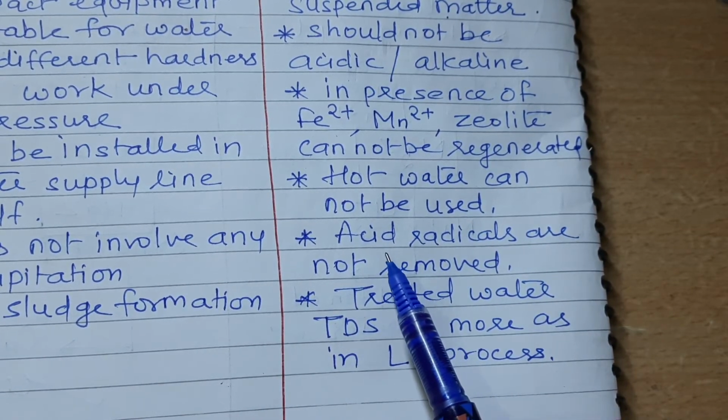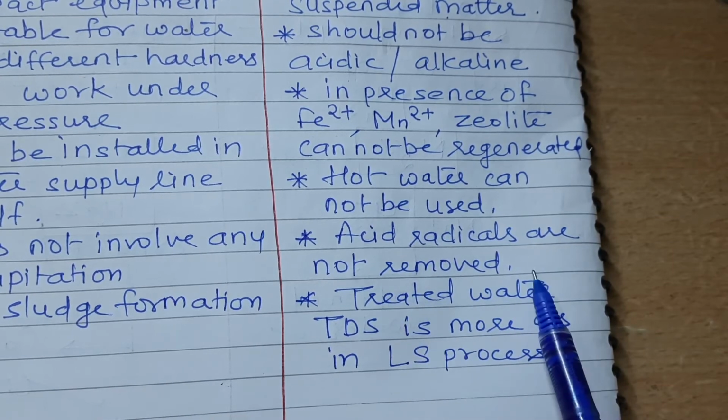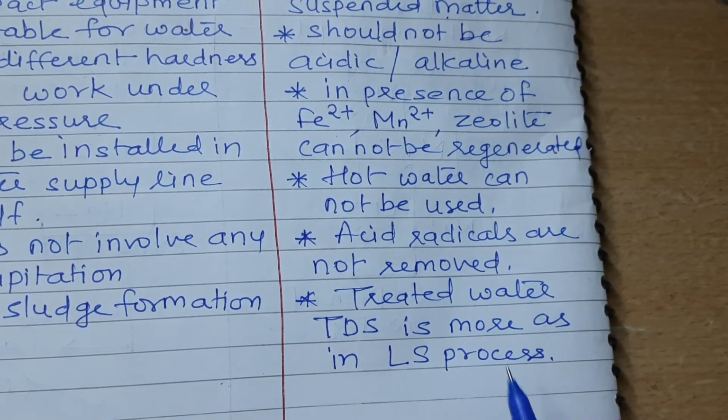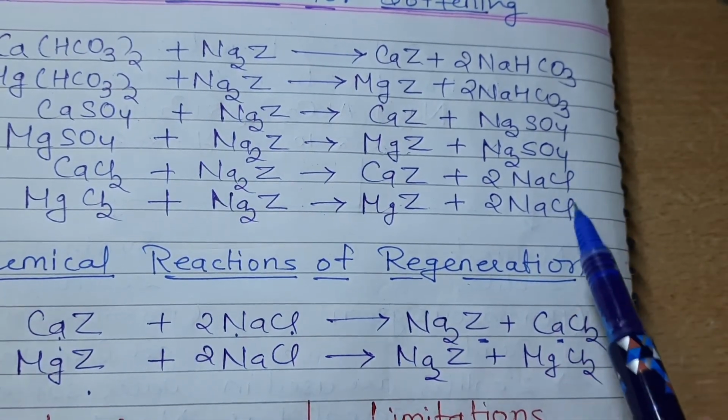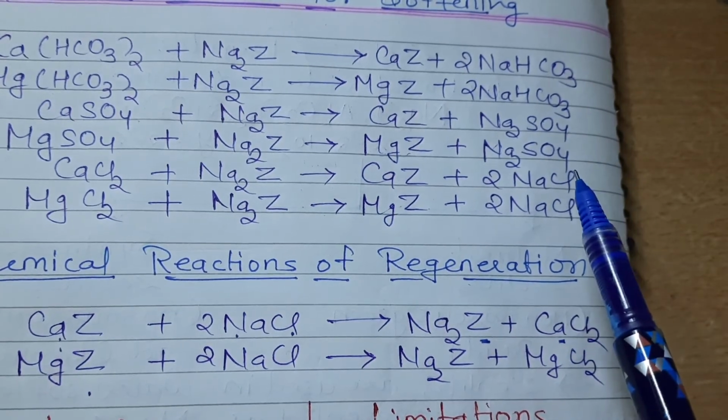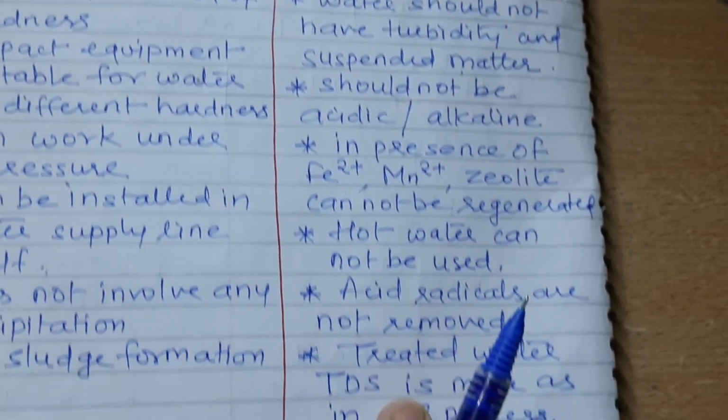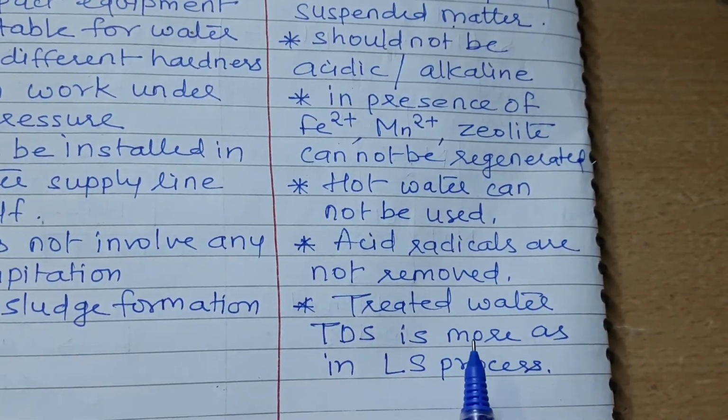Then another limitation is acid radicals are not removed. As you have seen, the calcium and magnesium ions are exchanged. But what happens? The sulfate ion, chloride ion, bicarbonate ion are still here. So these acid radicals are still there in the water.